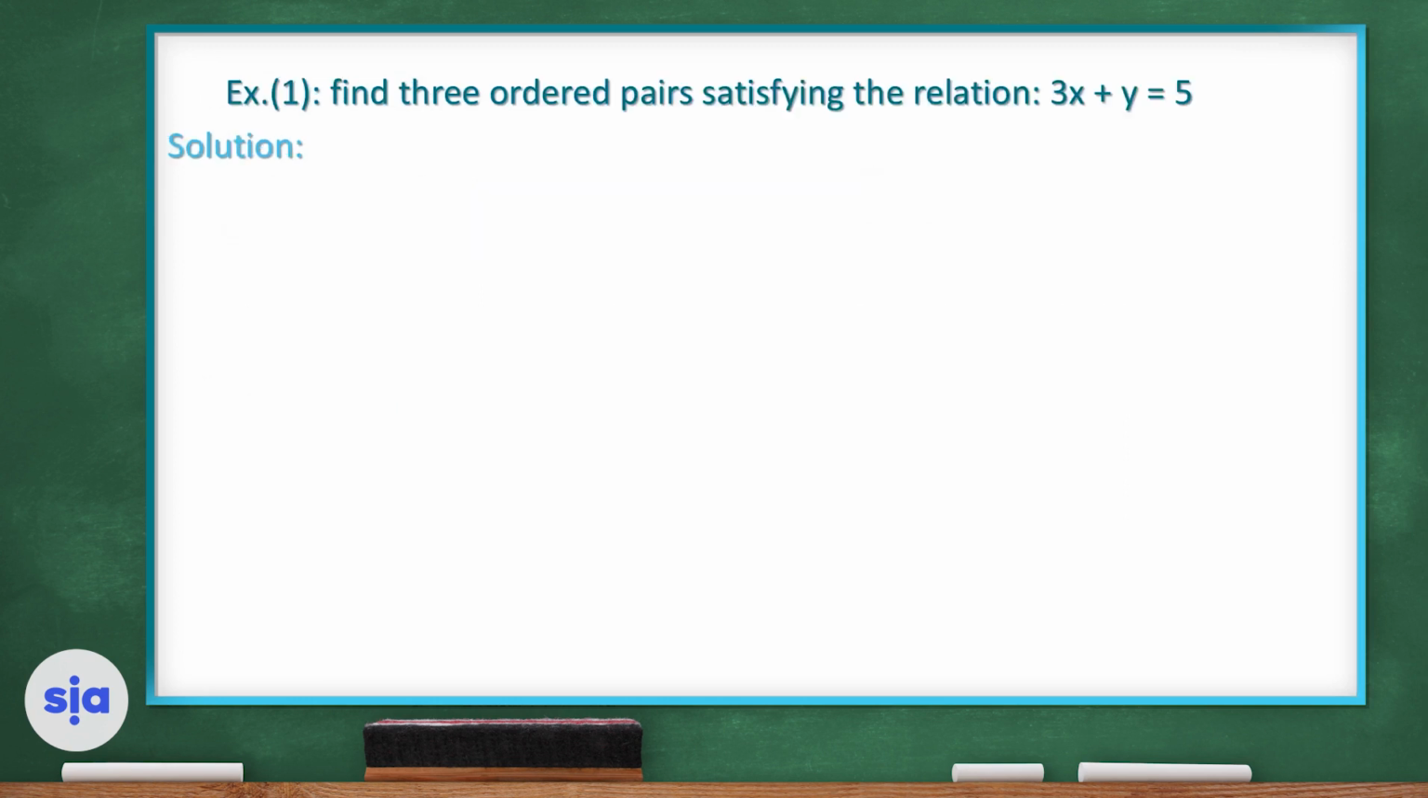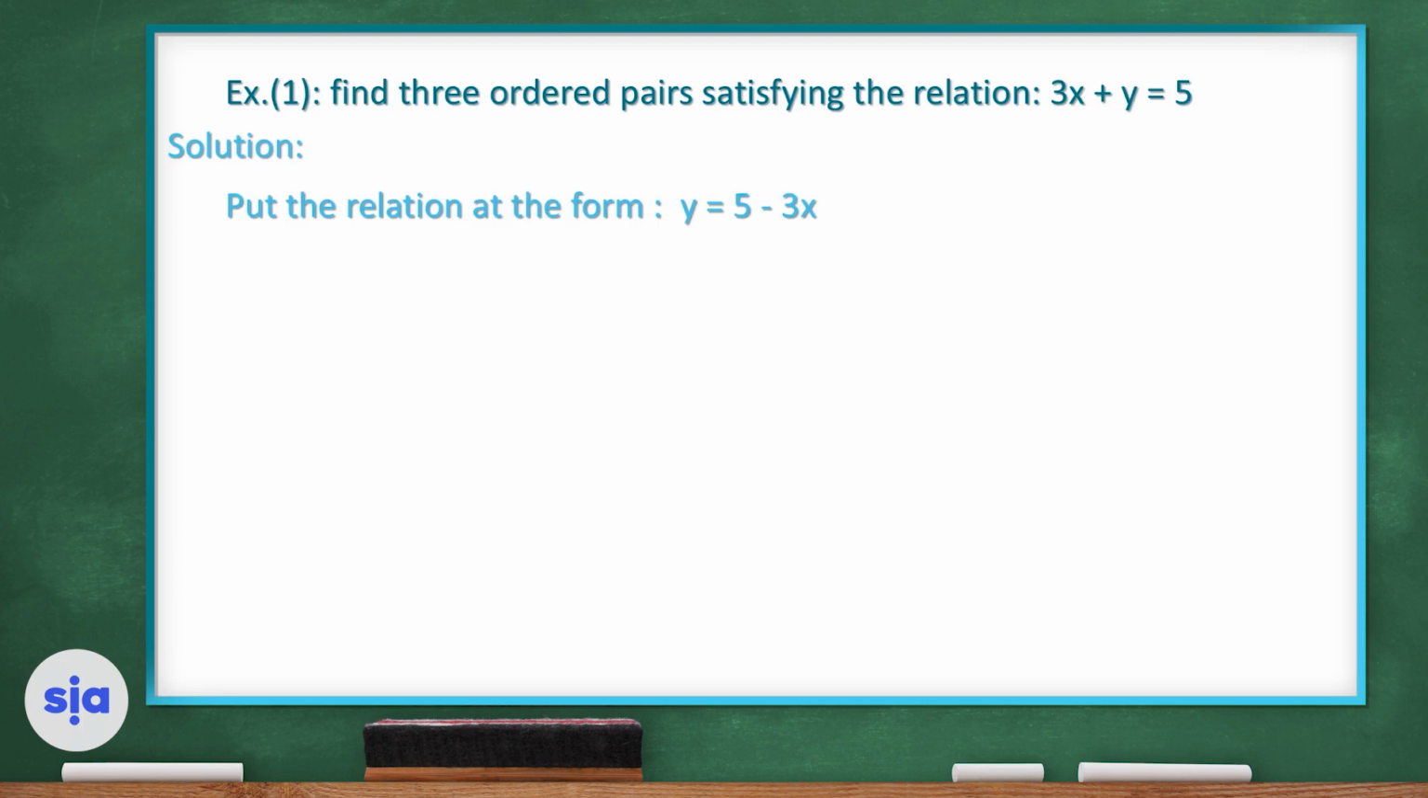Exercise number 1. Find 3 ordered pairs that are satisfying the relation 3x plus y equals 5. We're going to put the relation in the format of y equals 5 minus 3x. Try to put any of the variables alone in one side. So in this question, we're going to put y equals, so we need to move the x part to the other side. So it will be y equals 5 minus 3x.